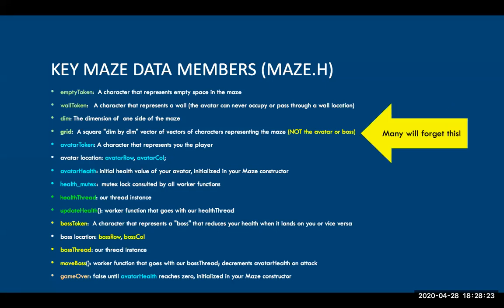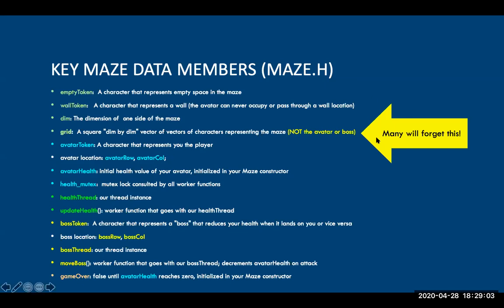Okay. And here's one of many reminders. It's understandable that you think you need to store the avatar in the grid and the boss in the grid. But the reason we don't do that is because then every time you move the boss or the avatar, you have to erase where the avatar was and erase where the boss was and draw them in their new location. So instead, in the print grid function, that's where we actually decide to overdraw the grid at that specific location with the avatar or boss, depending on where their location is. Okay.